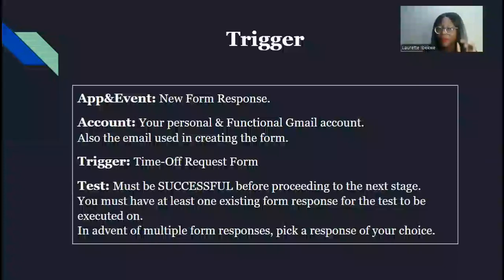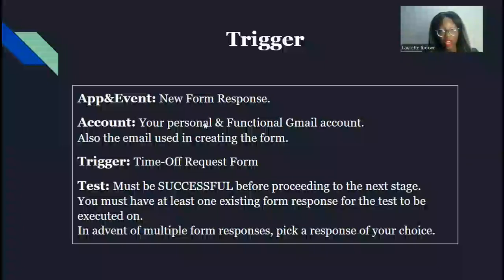The account is your personal and functional Gmail account. And bear in mind that this account must also be the email used in creating the form. I'll go over it again. The account is your personal and functional Gmail account, and also the email used in creating the form. The trigger is your time of request form, and the test must be successful before proceeding to the next stage. That is why the account is really important, because more often than not, if the test isn't successful, it's because there's an issue with the account you use.